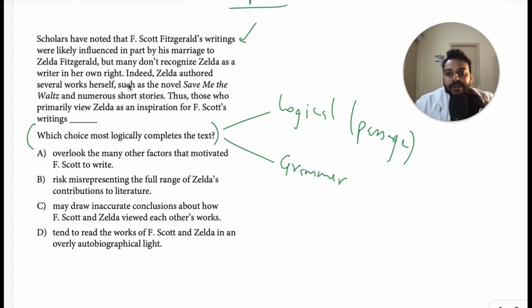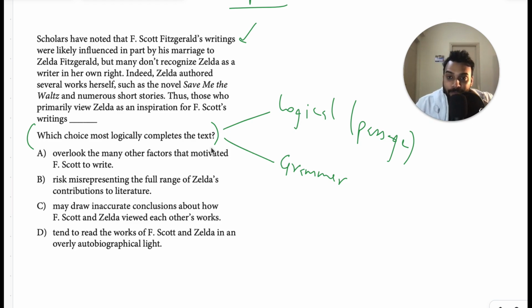So in this question, I see the passage is really short. I'll just give a quick read. Also, because we need to logically complete the text, we don't need the finer details of the text. We just need to get the main idea. So scholars have noted that F. Scott Fitzgerald's writings were likely influenced in part by his marriage to Zelda Fitzgerald, but many don't recognize Zelda as a writer in her own right. Indeed, Zelda authored several works herself, such as the novel Save Me the Waltz and numerous short stories. Thus, those who primarily view Zelda as an inspiration for F.